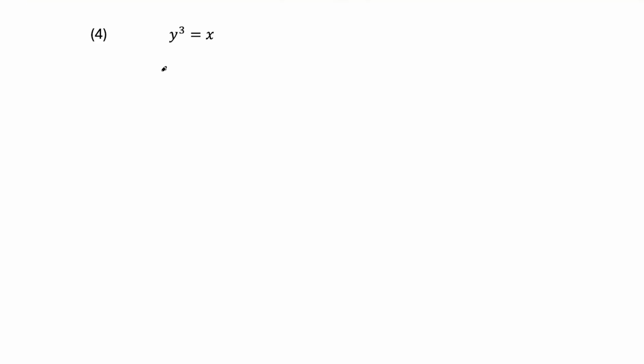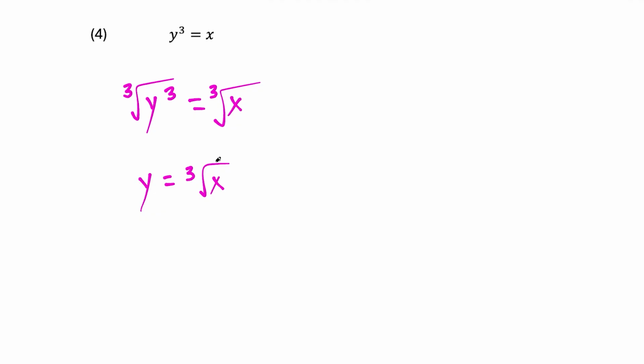Question 4, we have y to the third equals x, and we want to see if we could define y as a function of x. So we could start by taking the cube root of both sides. So we're going to go cube root on the left and cube root on the right. And now we have y equals cube root x. And this here we can call a function of x. We can say f of x equals the cube root of x. And for this one, we aren't going to run into the same issues that we ran into earlier.